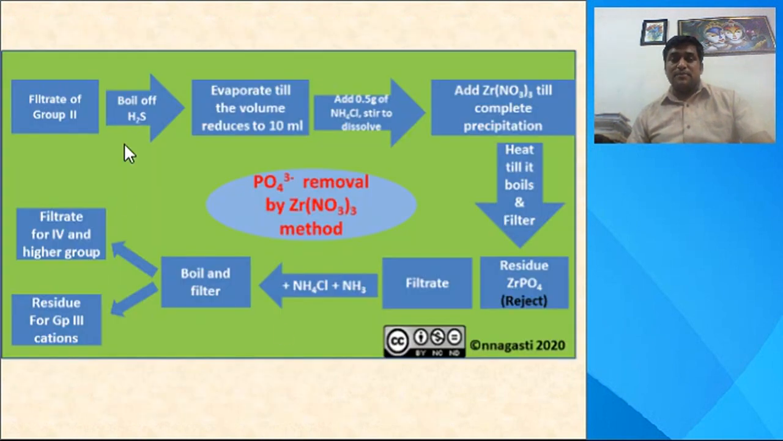So here is a scheme. Same thing we have explained: group 2 filtrate, boil off H2S and then evaporate it, then add ammonium chloride, then add zirconium nitrate, heat it and boil. The residue which you get in form of zirconium phosphate, we need to reject, because our intention is to separate phosphate in form of zirconium. Zirconium metal forms a very stable complex with phosphate, which we can get in form of precipitate, so that can be rejected, and that's how we can separate phosphate from the mixture. And the filtrate is free from phosphate. You add the third group reagent, that is ammonium chloride and ammonia, and if third group cations are present, they will form precipitates, and filter it. With the residue you proceed for group 3 cation analysis, and with filtrate you proceed for group 4 cation analysis. So that's how we have removed interfering anions from the mixture.